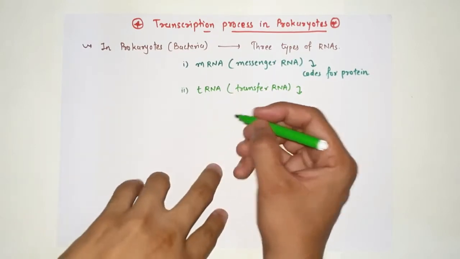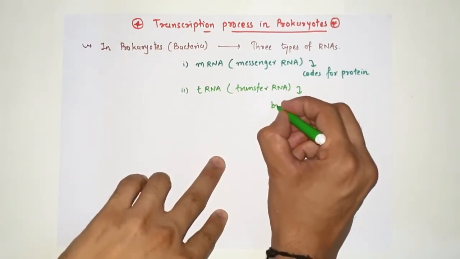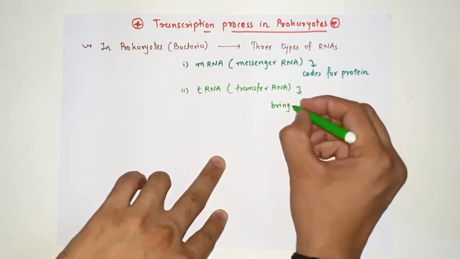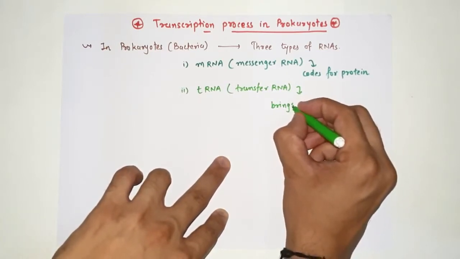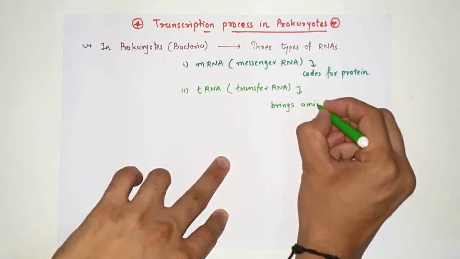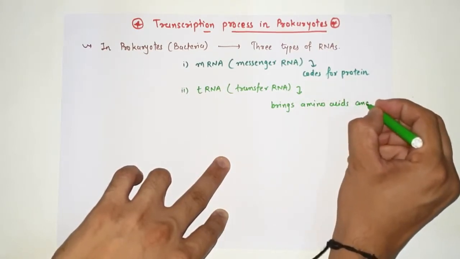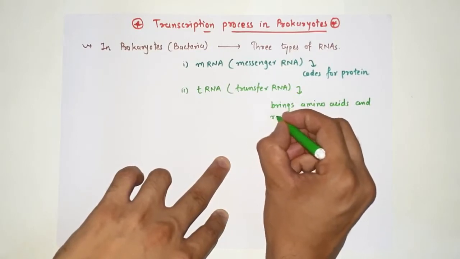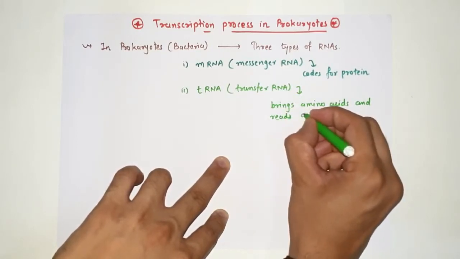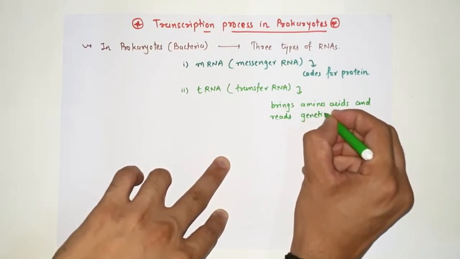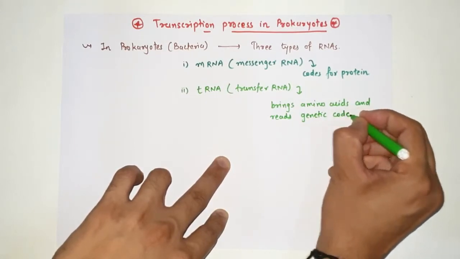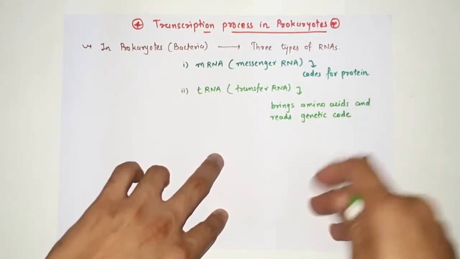That means tRNA mainly performs two functions. The first, it brings amino acids, and second, it reads the genetic code during the process of translation.